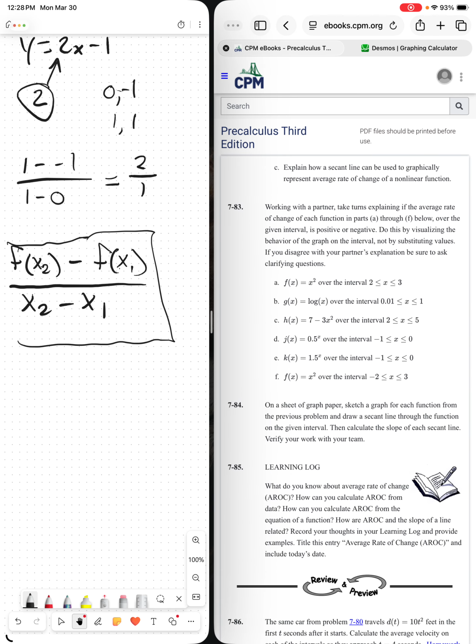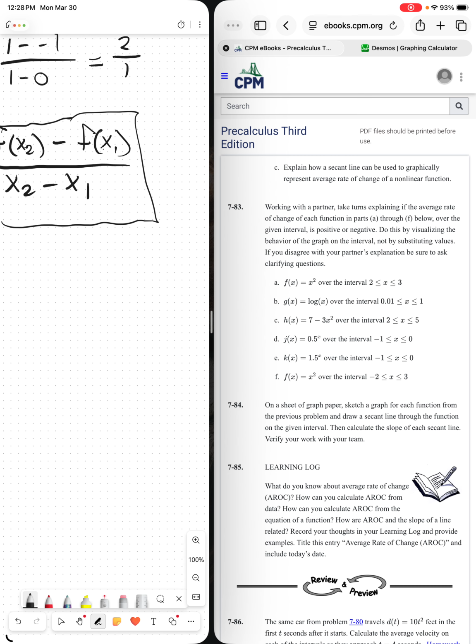Working with a partner, we're going to take turns explaining average rate of change. We're just going to find these for each function. So we have 3 minus 2. Remember, we have to plug these into f of x equals x squared. So 3 squared is 9, minus 2 squared is 4. So this is going to be 5 over 1, or 5.